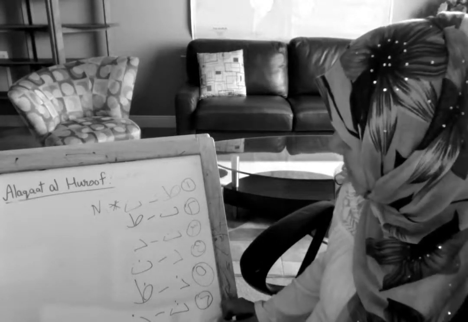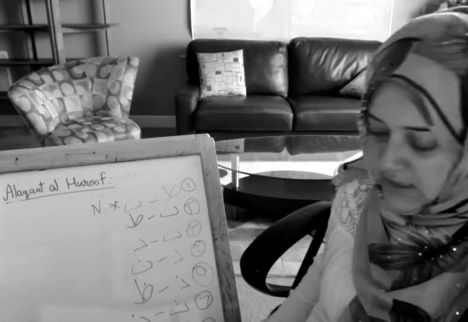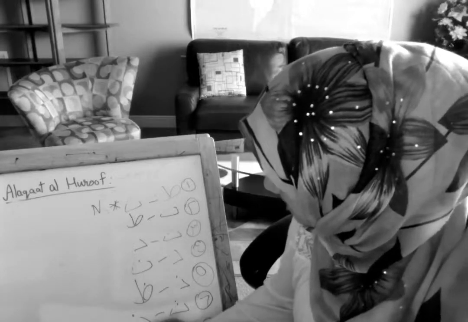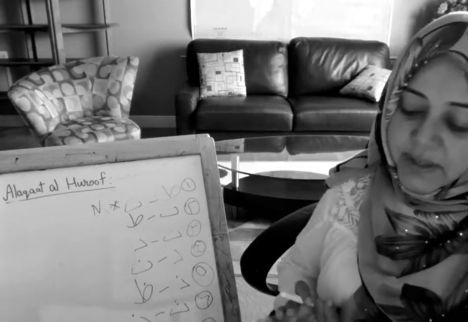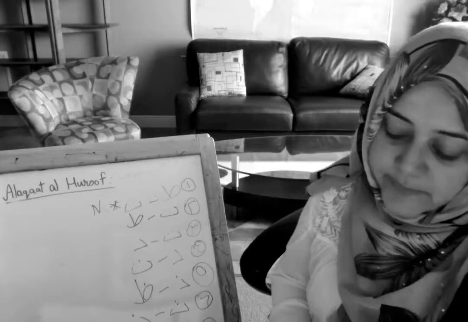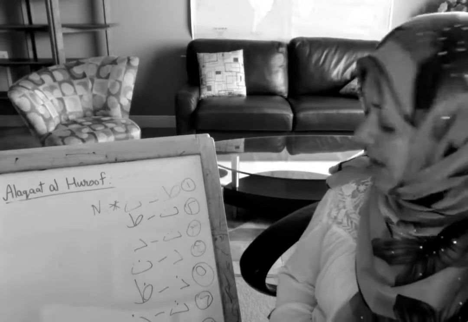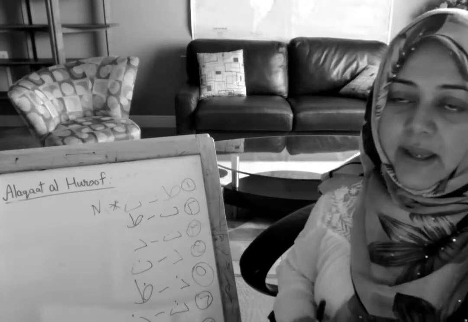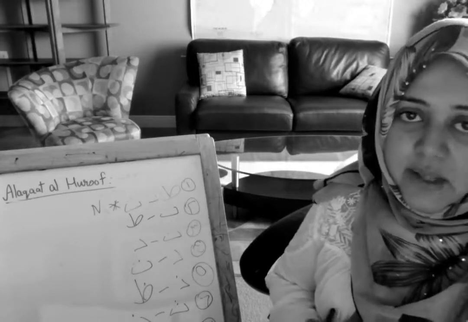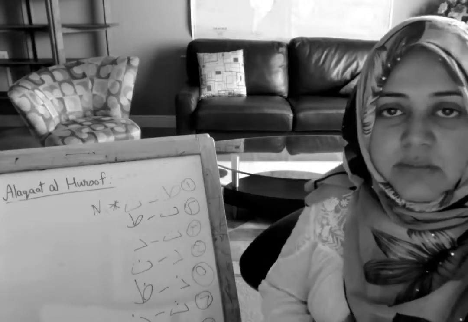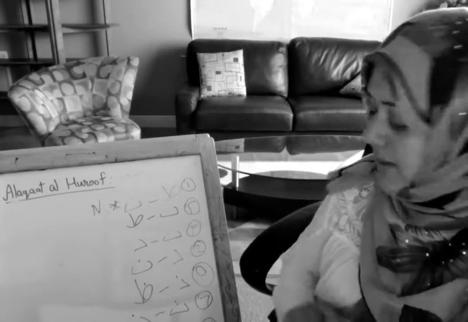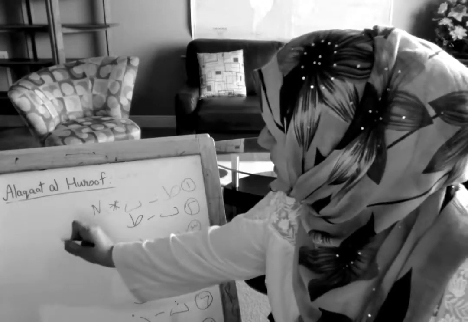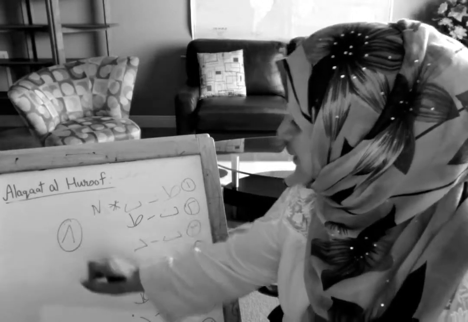And then we also talked about number seven last time, which was ba and meem. And the ba and meem example would be أركب معنا. So you're not hearing the ب, neither the قلقلة after ب, you're just going straight into the meem. أركب معنا.